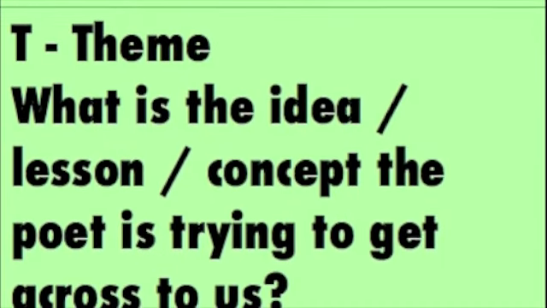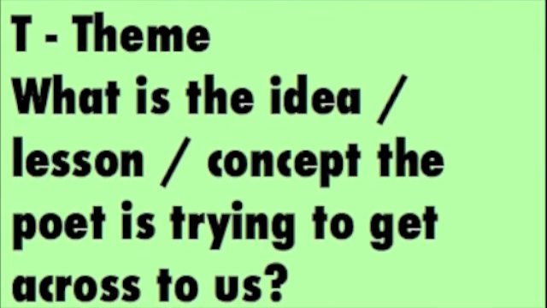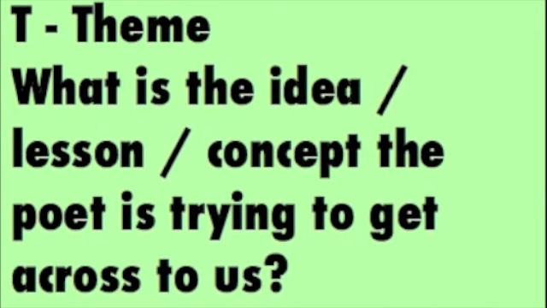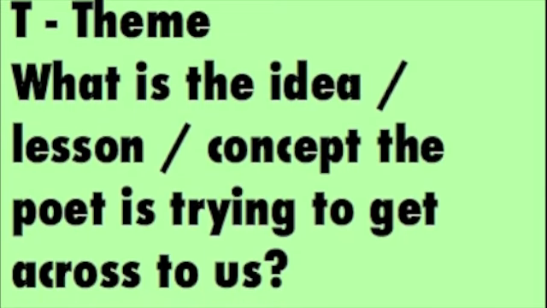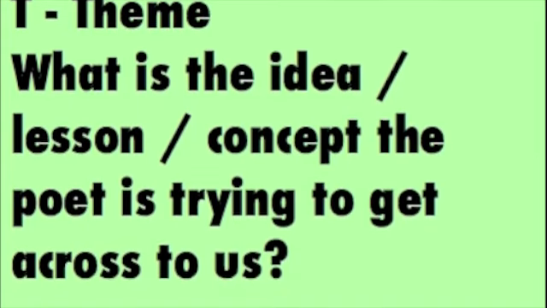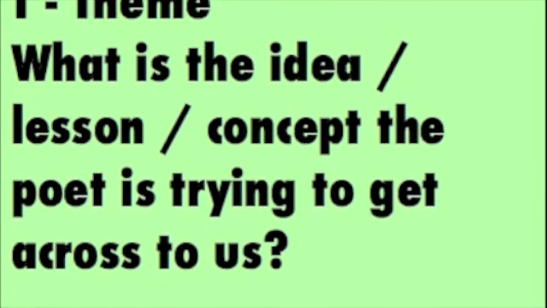Finally, you get to theme. Theme is where we answer that big question, the overall idea, lesson, or concept that the poet is trying to get across to us. We need to remember how we brainstormed abstract nouns in class, made phrases, and combined those phrases into cause and effect statements. That is how you find theme. It's the same for poetry as it is for short stories.